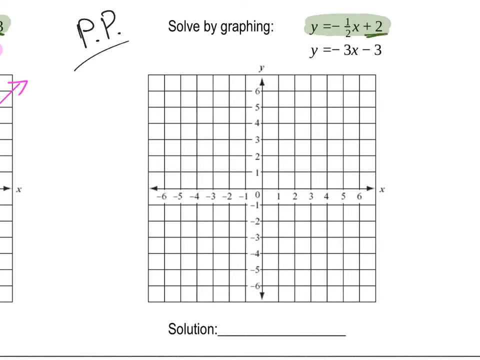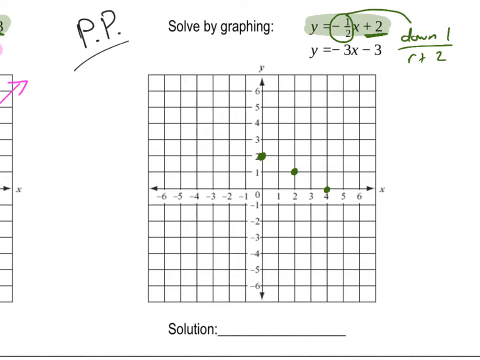Positive 2 is my y-intercept. Begin by plotting positive 2 on the y-axis, right there. After that, we're going to use a slope. This slope is negative 1 over 2. Let me remind you, that means to go down 1 and to the right 2. Down 1, right 2 will be right there on, I'm sorry, 2, 1. Down 1, right 2 lands me on my x-intercept.